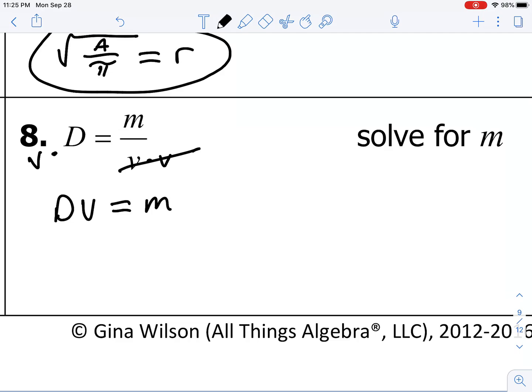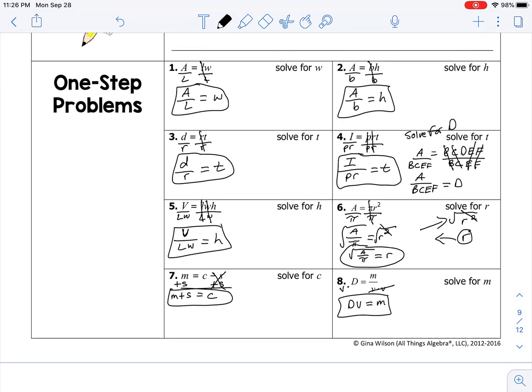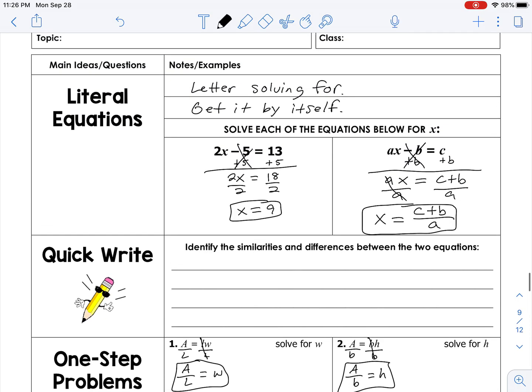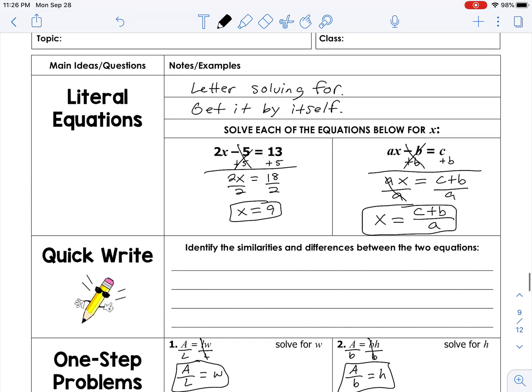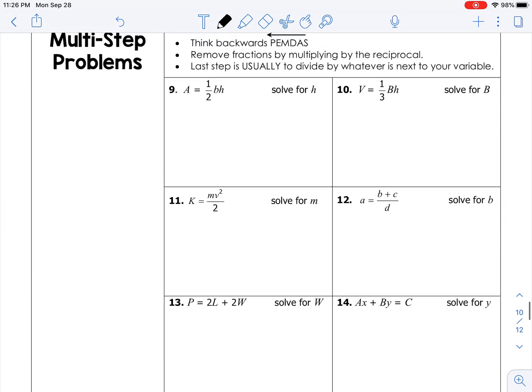Well, what are we solving for? We're solving for M. Is M by itself? Yes, it is. Okay, so that would be our answer. And that is the one step. Okay, other than number 6. Number 6 was kind of a two-step equation. Okay, but that's it for the one-step equations for literal equations. Remember, the key is to the letter you're solving for, get it by itself. All right? So now let's go to the tougher problems.